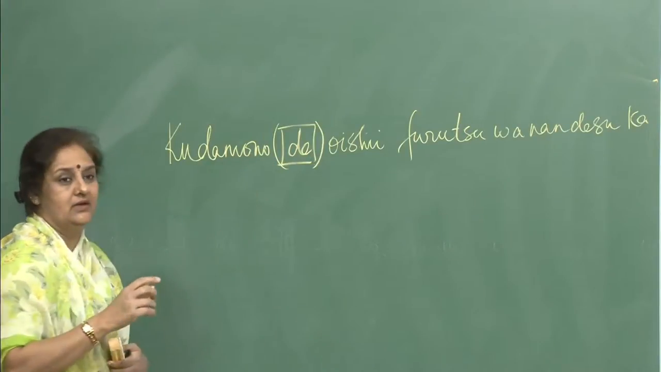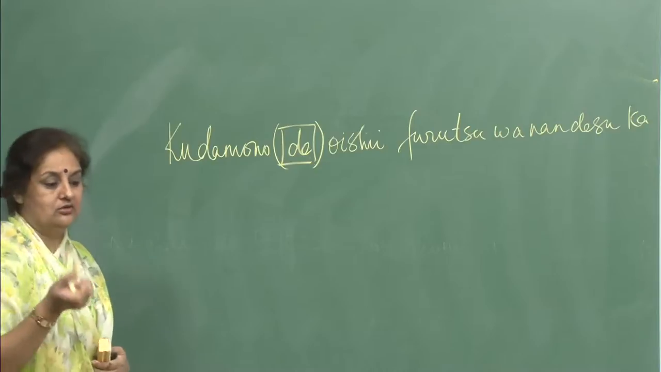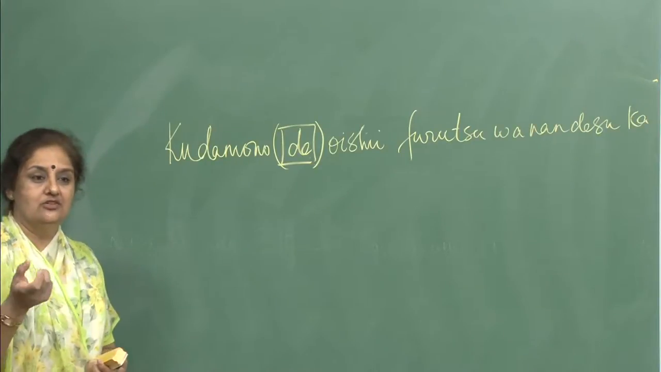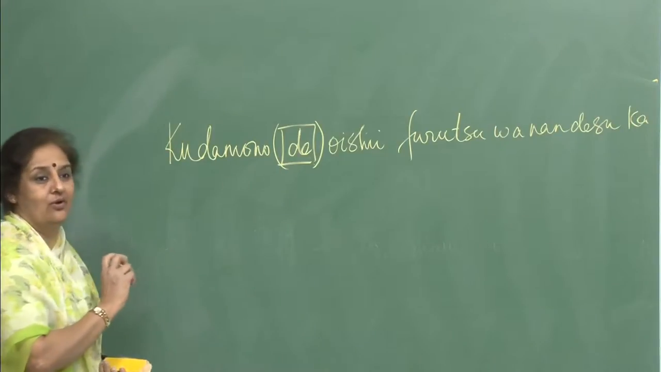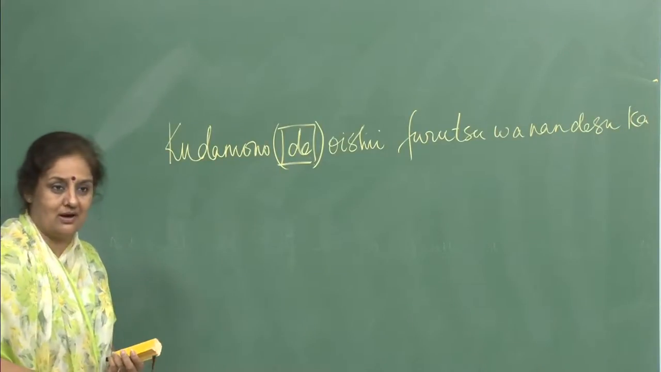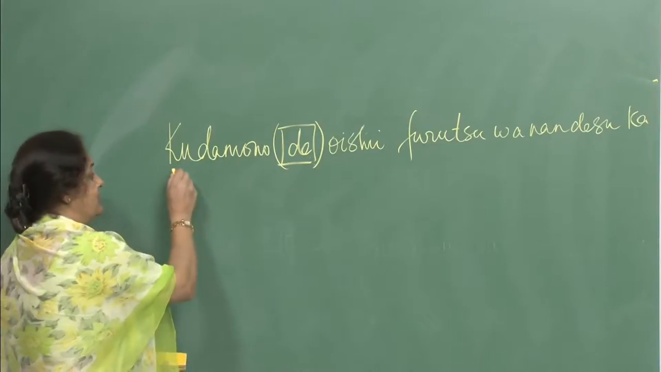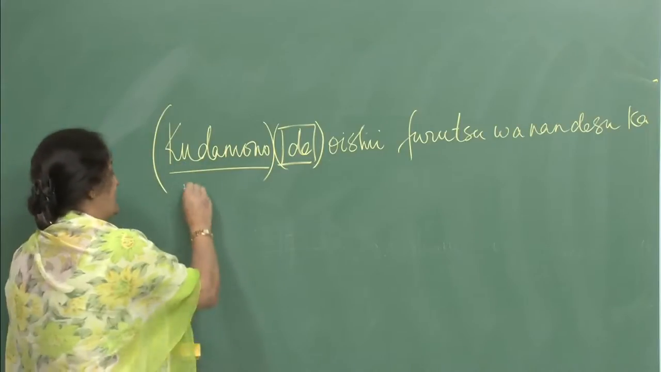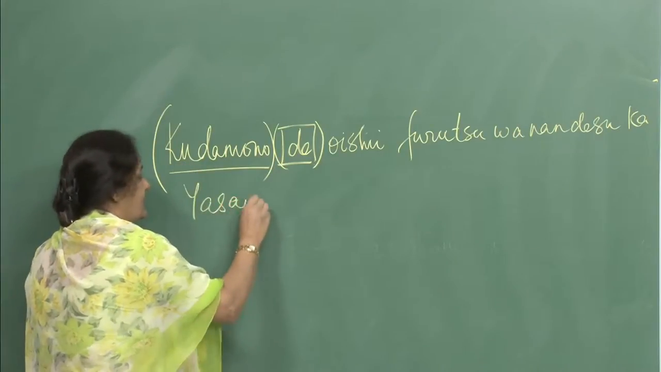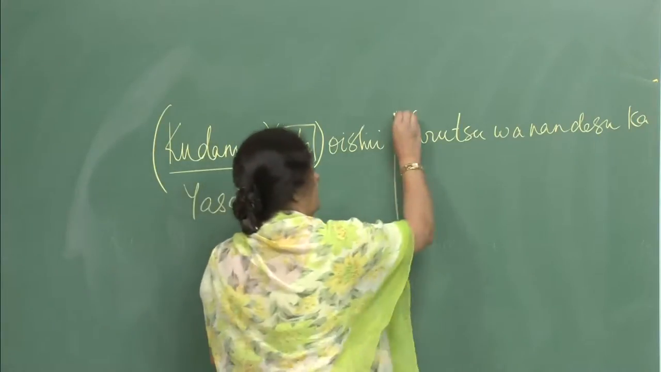You have done de with transport, the mode of transport you would use to go to a certain place. Kuruma de ikimashou. Kuruma de ikimashou ka. Kuruma de ikimasu ka. So, over here it is a little different. Within this group of kudamono, kudamono is a group, yasai. Yasai de oishii yasai wa nan desu ka?